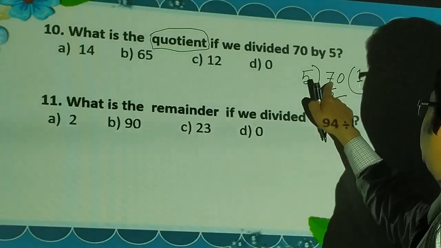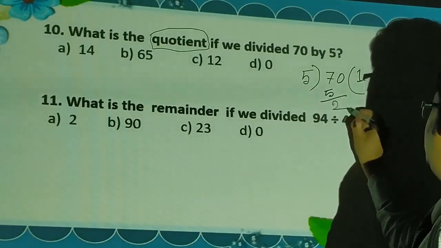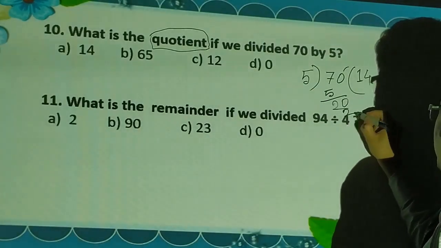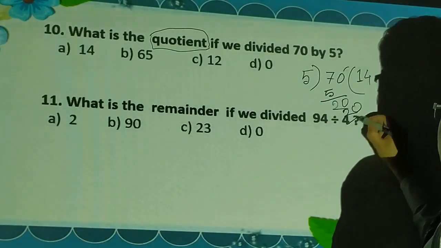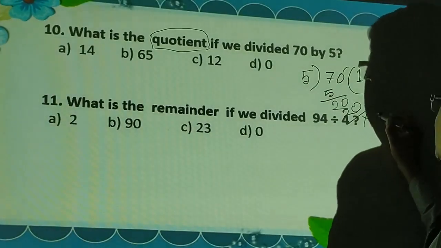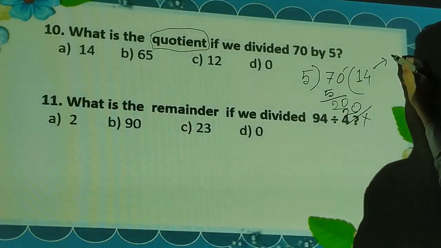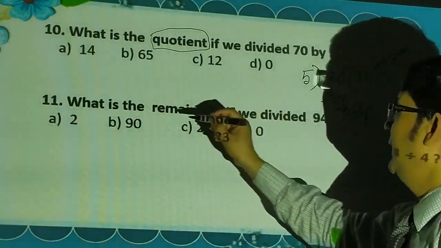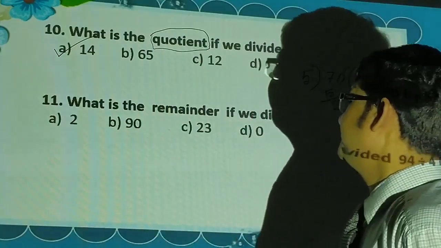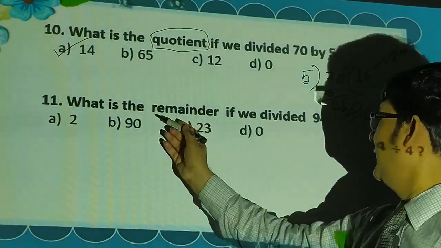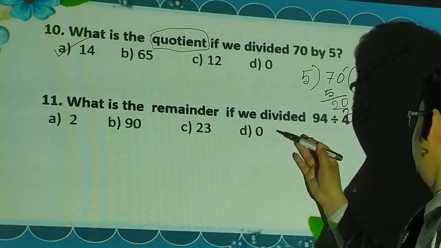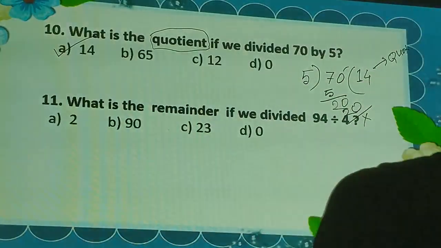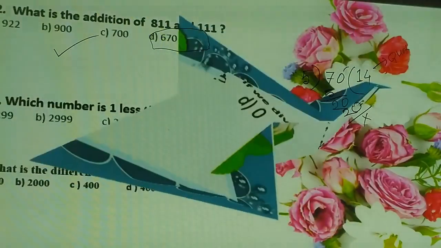So subtract here, you see 2, right? And 0 put here. So 4 times. 4 fives are 20, so no more remainder. So this is called a quotient. Okay, my students? So this is our answer A. What is the remainder? Previous time we already discussed this question. This question is called an MCQ question. Next.